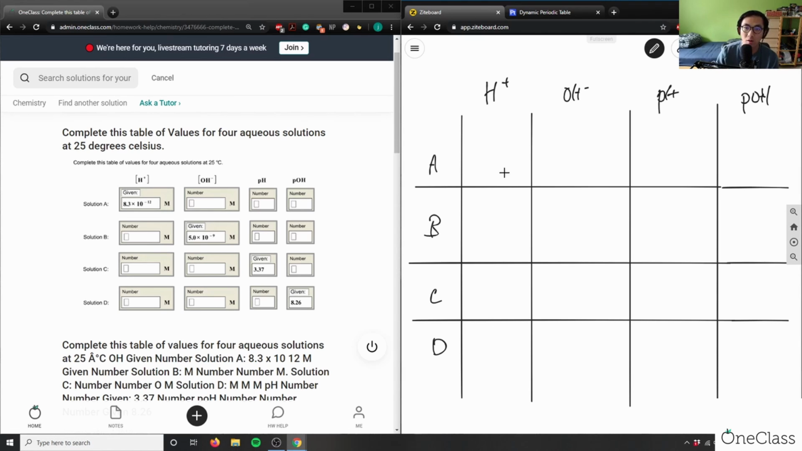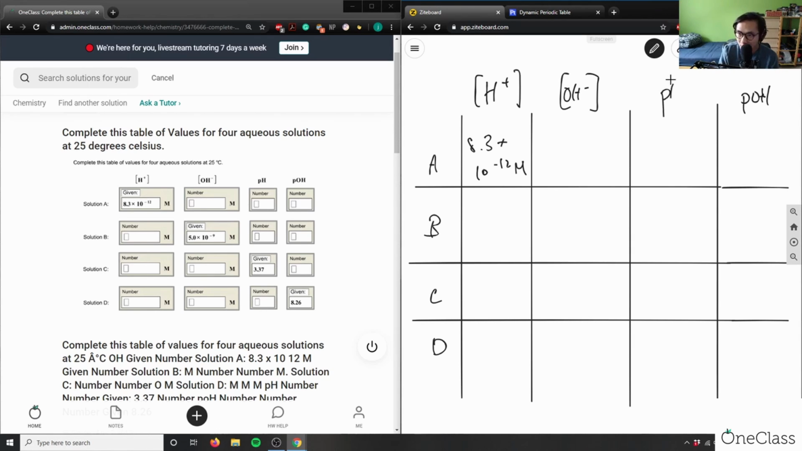So for the first one, I'm giving the solution. Maybe I'll work horizontally. I'm given my concentration. These are in concentrations of my hydrogen ion here. This is H plus, 8.3 times 10 to the negative 12 molar. So again, let me solve for my pH first. How would I solve for my pH of the solution here?